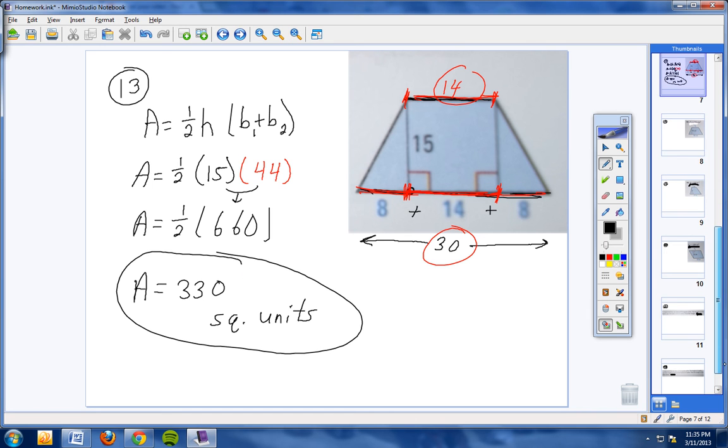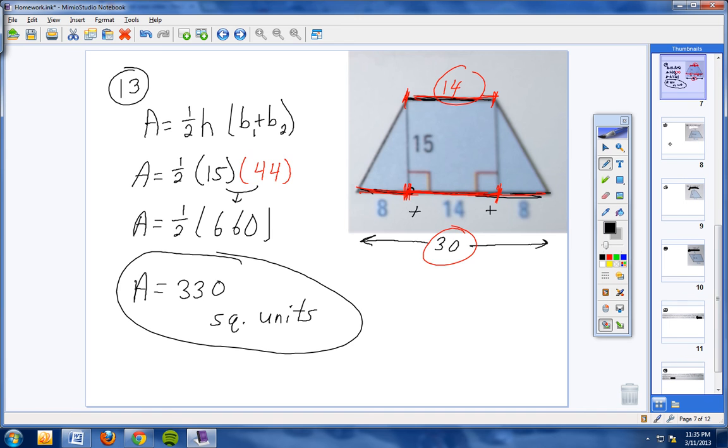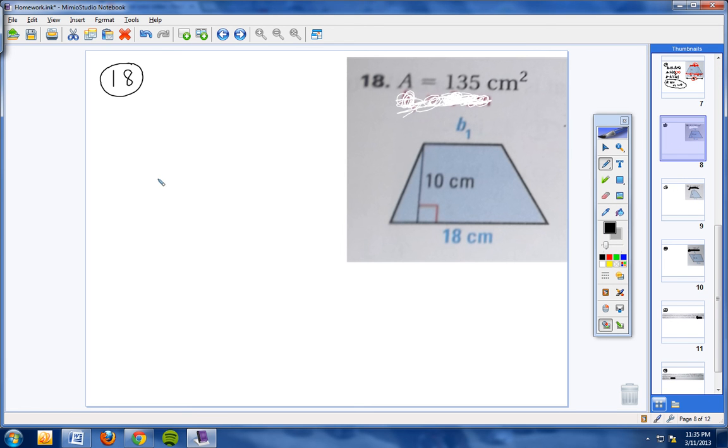Okay, moving on. I think we're going to jump on to 18 through, let me look at my notes here, 18 through 22. So just 5 problems left. And I think we're going to find some missing parts now. So I'm pretty sure they're going to give you the area and you're going to be missing a base or a height. So let's go ahead and see if we can't solve some of these.